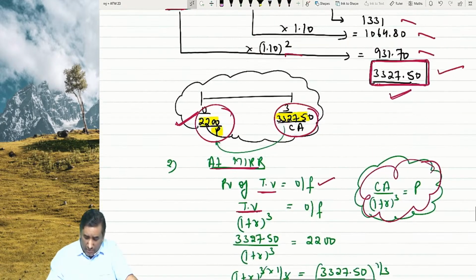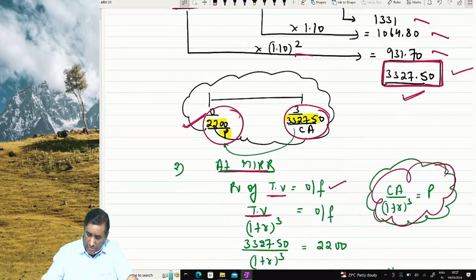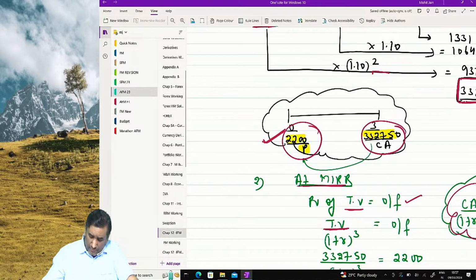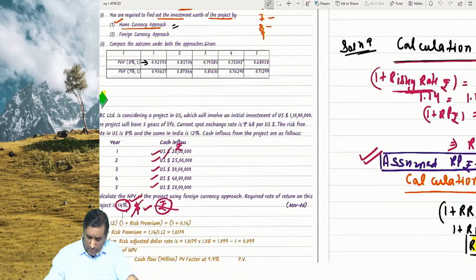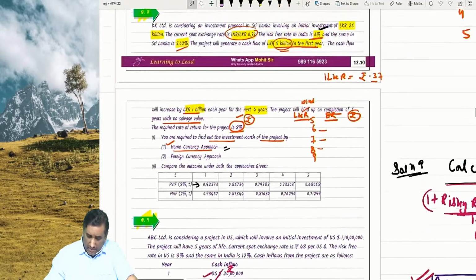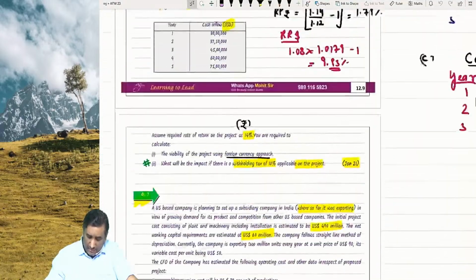Now how would this be used along with the question? Let me go back to the question now. How will we be using it along with the question? I'll just show you the question. You might not have it in your notes, so you will have to refer to mine only. This is modified IRR, right? Yes, modified IRR.